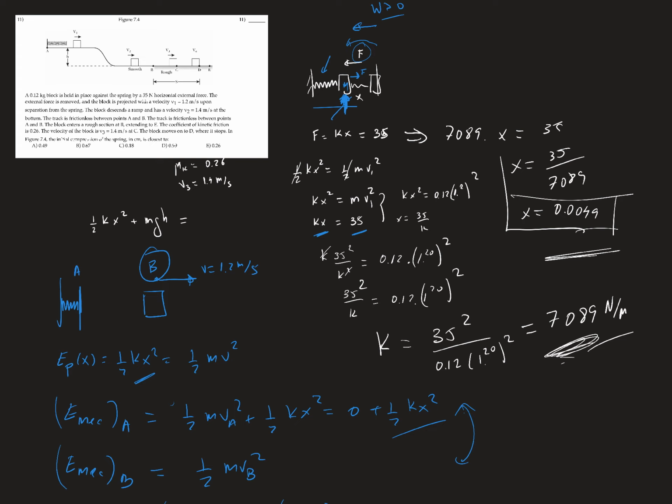So the compression is this one in meters, and you don't need to do more. It's a short answer. The force is 35, so k times x is 35. And the other equation is that the potential energy equals the final kinetic energy. The total initial energy is the total final mechanical energy, that is kinetic plus zero potential. So these two equations, solve for x. That's all you need to do in this problem.